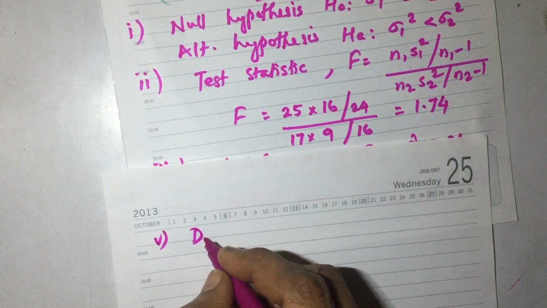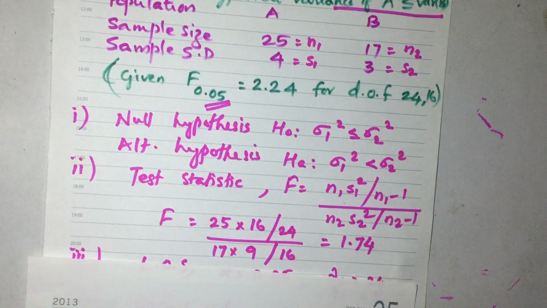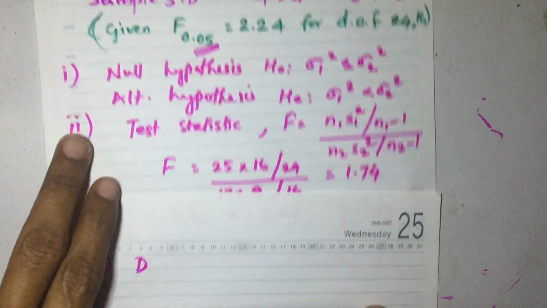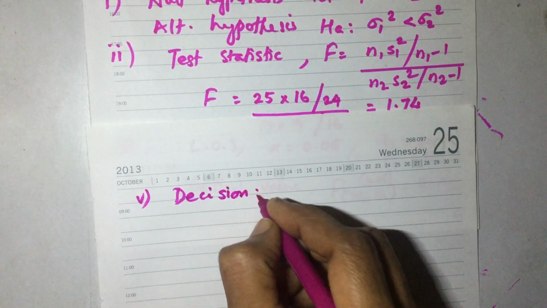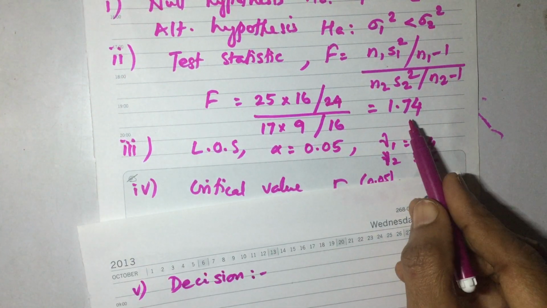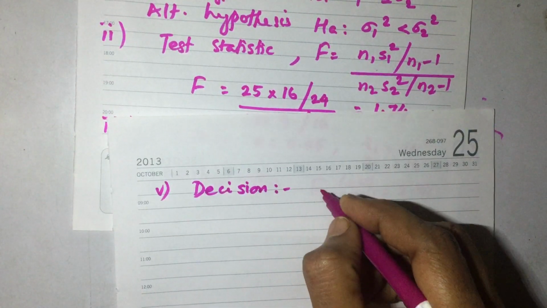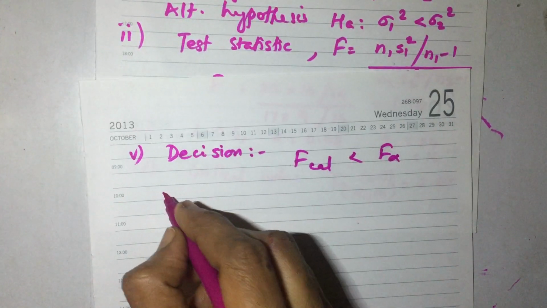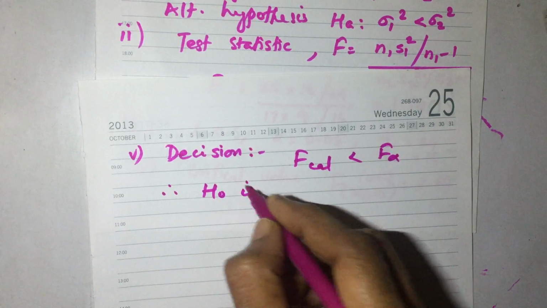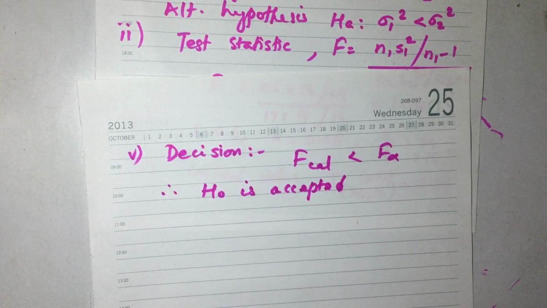So here there is nothing more to do because it is a very direct question. Sigma 1 square is less than or equal to sigma 2 square, that is a left tail test, so you need not find out anything else. So the decision is: F calculated is 1.74, F table value is 2.24. So obviously F calculated is less than F table value. Therefore H0 is accepted, which means the decision we have taken is correct.